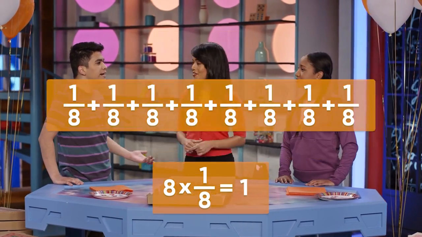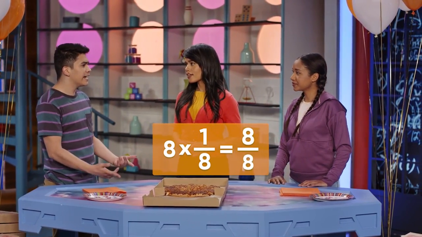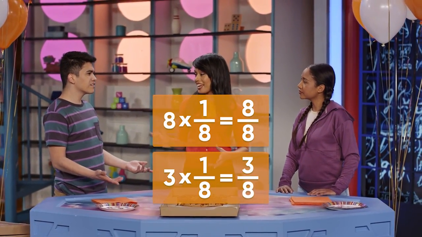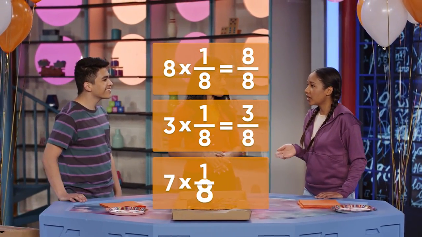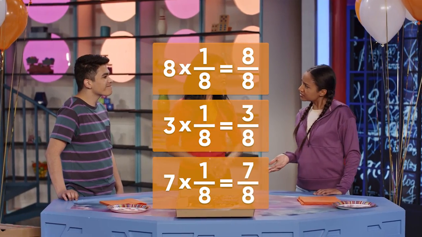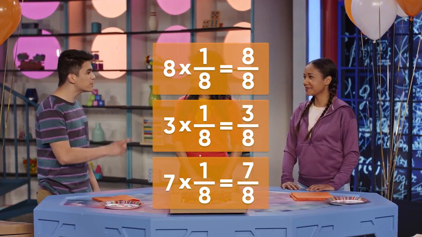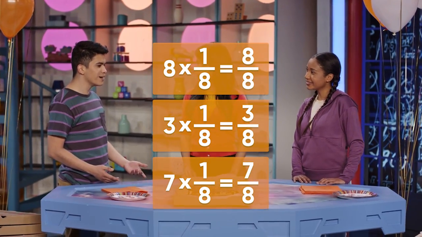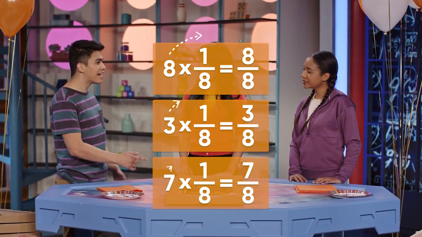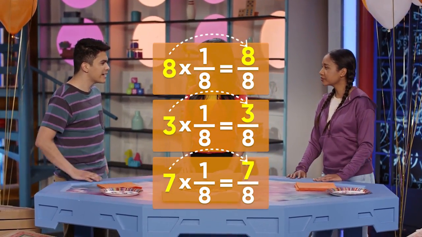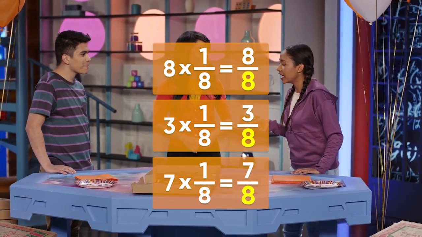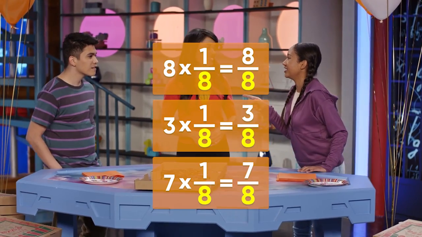Yeah. If 8 times 1/8 is 8/8, is 3 times 1/8 equal to 3/8? That's right. And 7 times 1/8 equal to 7/8? Right again. Oh, I think I see a pattern here. When you multiply a fraction with a numerator of 1 by a whole number, that whole number becomes the numerator of the answer. And the denominator of the answer stays the same as the denominator of the fraction.